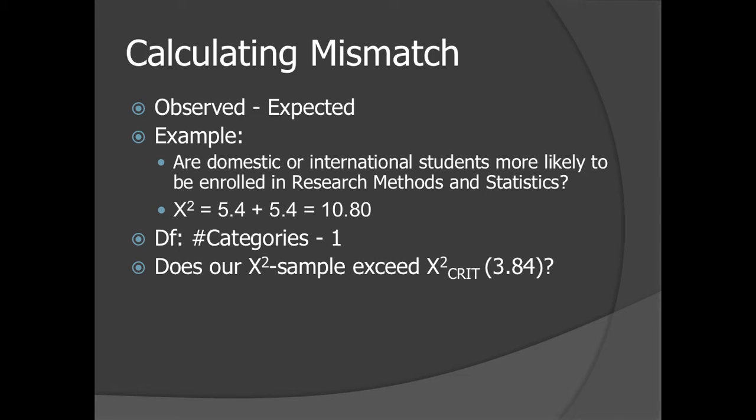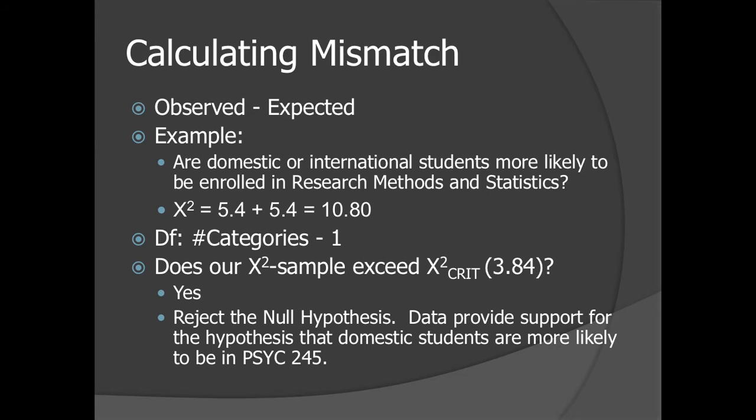If we were to look at our chi-squared critical value table, we'll see that our chi-squared critical value is 3.84 for 1 degree of freedom. So now we're asking if our sample score of 10.8 exceeds that critical value of 3.84. Obviously it does, so we would reject the null hypothesis and say that the data provides support for the hypothesis that domestic students are more likely to be in Psych 245.